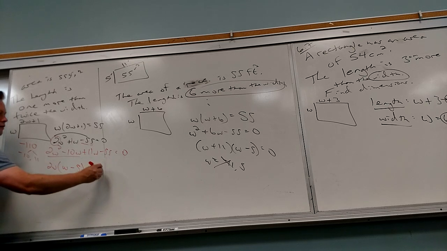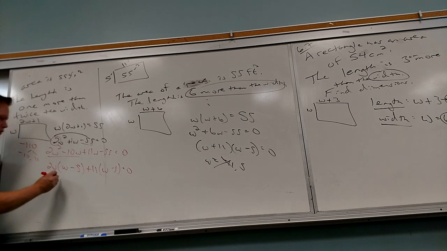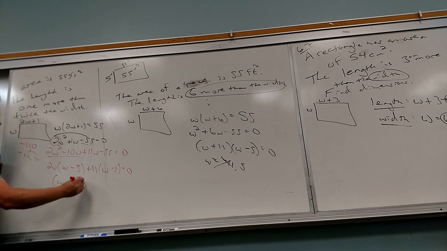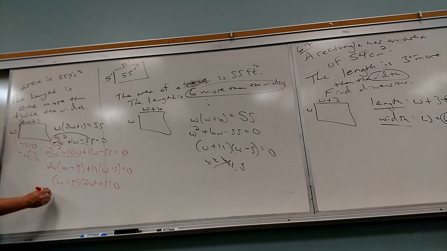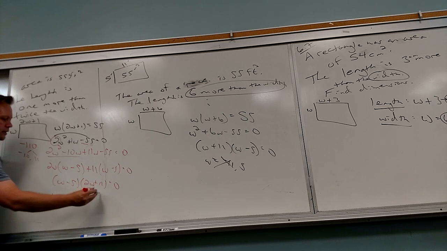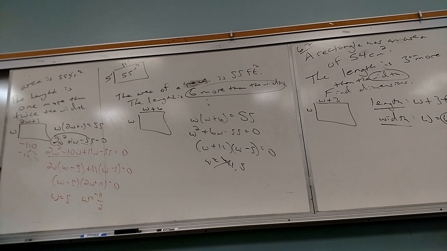Plus 11, w minus 5. So we get w minus 5 times 2w plus 11. Let me see if you guys can get this. This will lead to what? 5. This will lead to subtract 11 divided by 2.